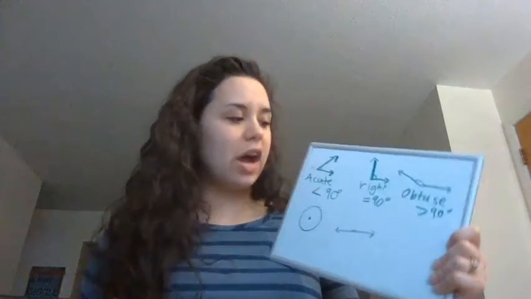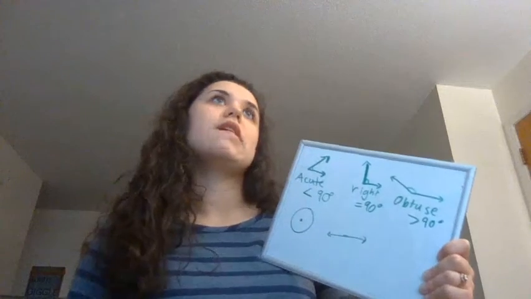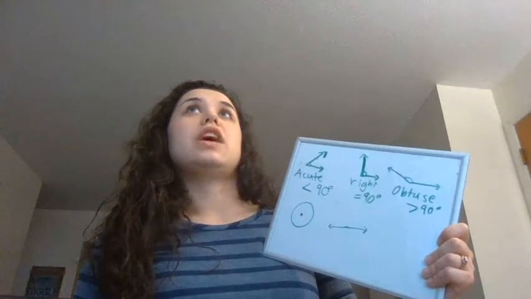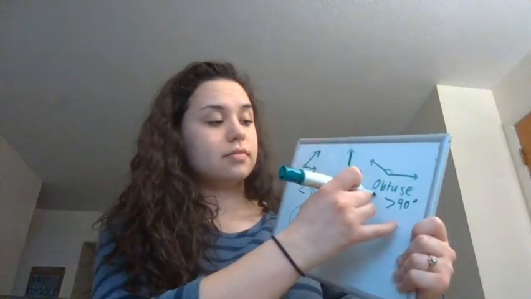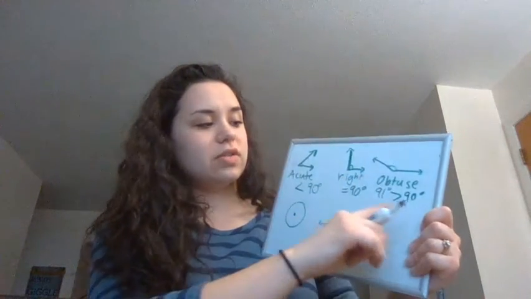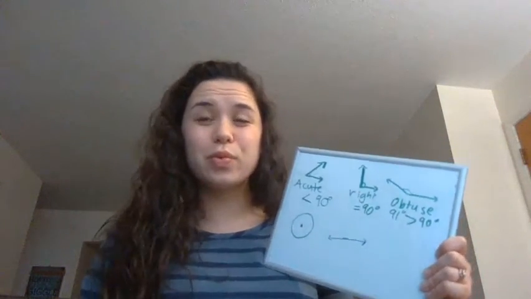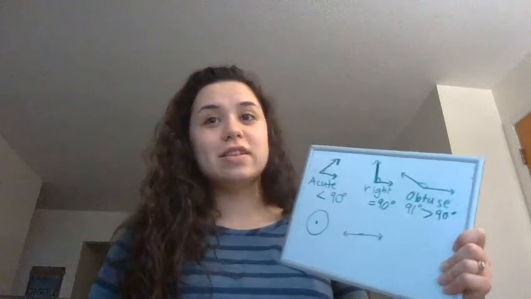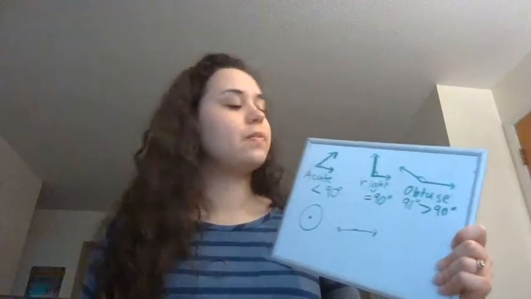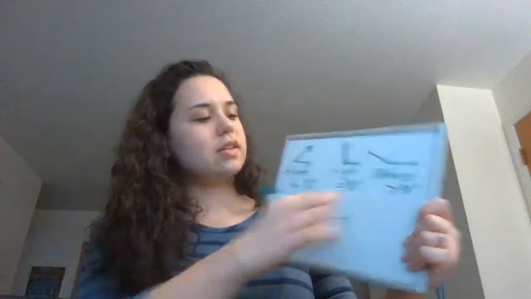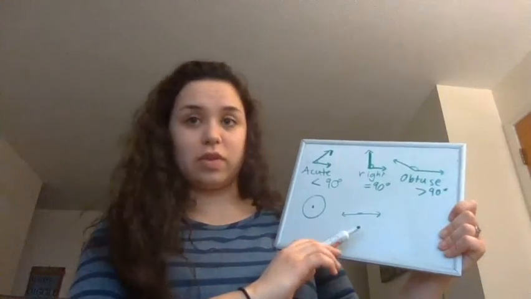Let's think of one more. How about 91? 91 degrees is greater than 90. Yep, even though it's only 1 degree, it's still an obtuse angle because it's greater than 90. Okay, now we're going to go down to this one right here.